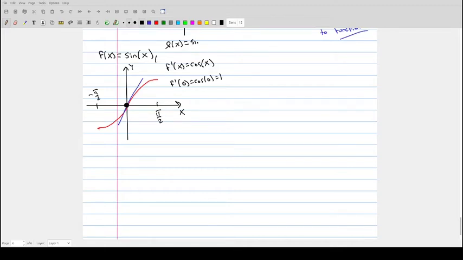So it's going to be sine of 0 plus cosine of 0 times x minus 0, which is just 0 plus 1 times x minus 0, which is equal to x. And this is what allows us to say that for very small values of x, so when x is much, much less than 1, sine of x is approximately equal to x. This is where this approximation is coming from, and this is used very often in physics.